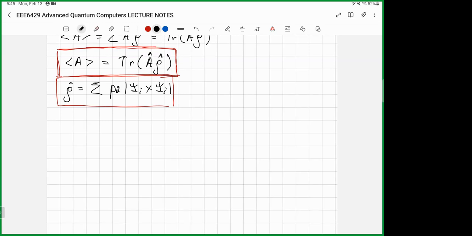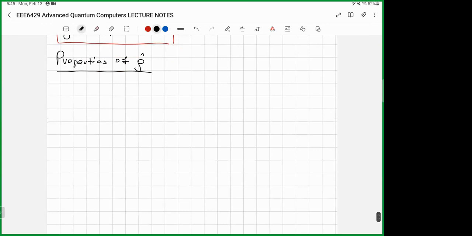Very good. So the properties of the density operator. The first very important one is that the density operator is actually Hermitian.